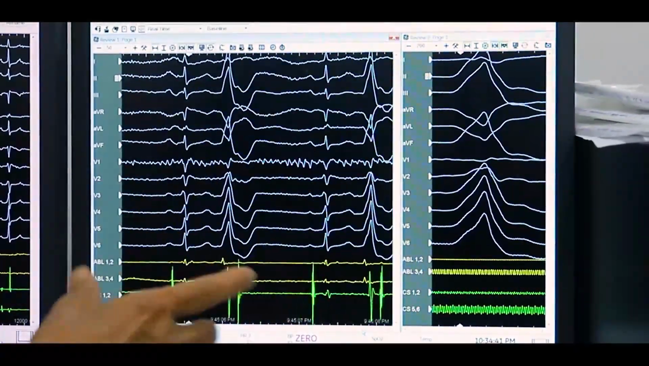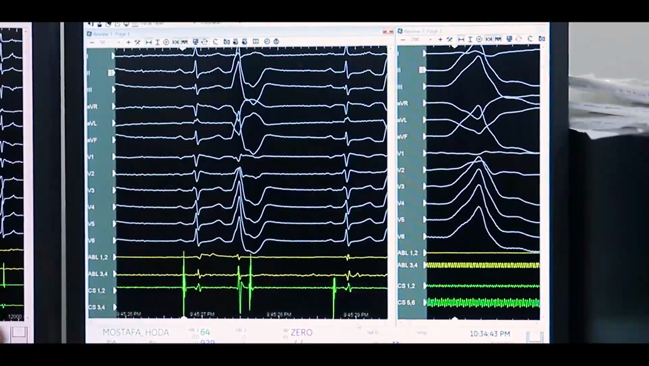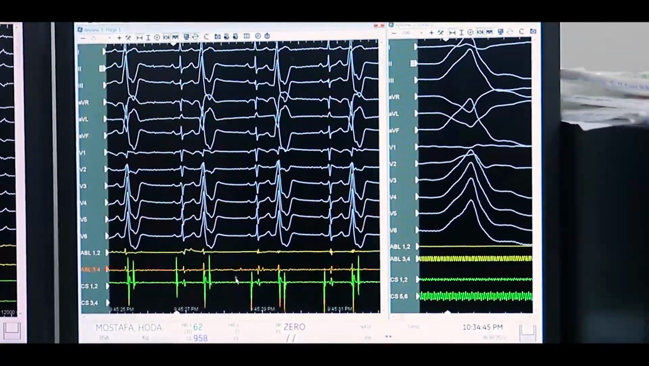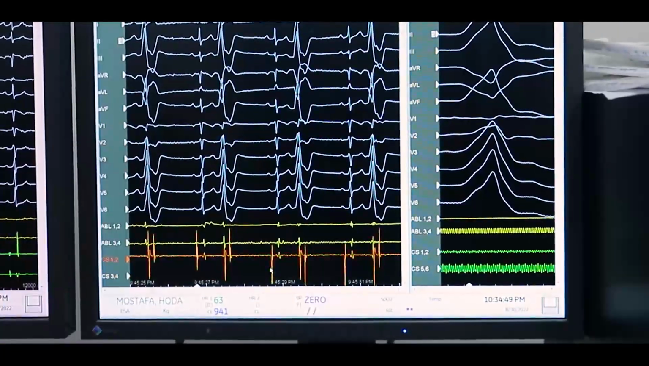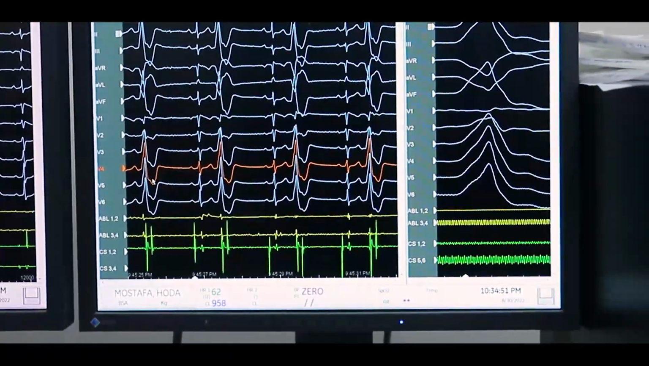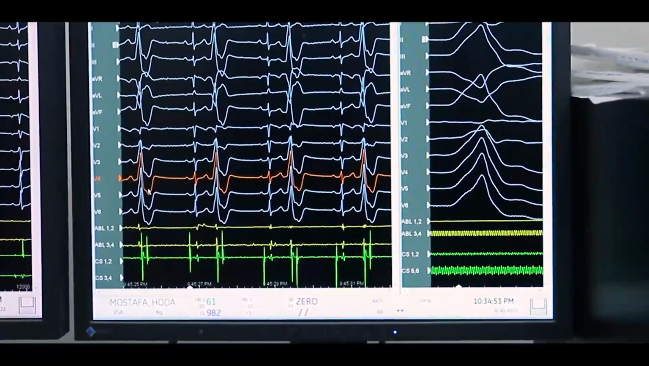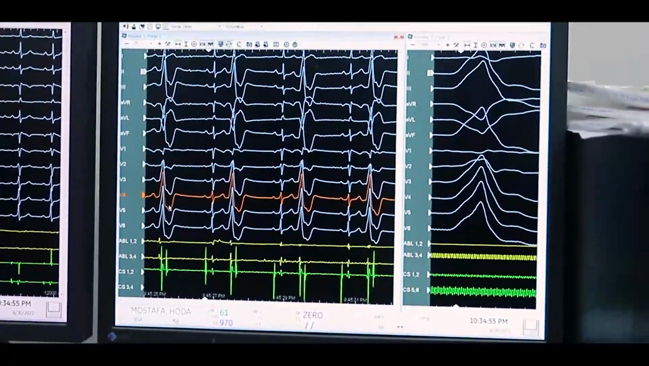She was in bigeminy. She was running in bigeminy, as you can see here, and we can appreciate localization of this access pathway. Localization of the access pathway.